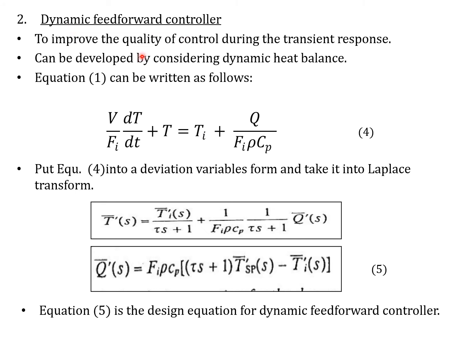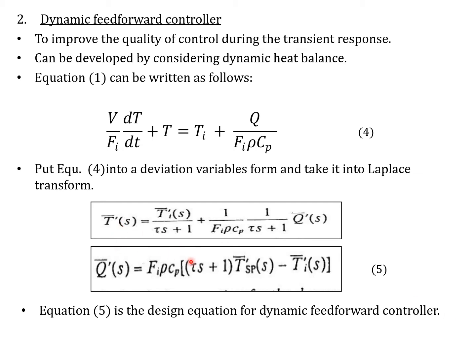For dynamics, to improve the quality of control during the transient response, we use the same equation, but the dynamic equation we don't convert to steady state. Then we get into the derivation and Laplace transfer function. We get this equation. Now we want to design the Q, which is the manipulated variable, in the form of equation 5. So this is the design equation for the dynamic feedforward controller, not the steady state.